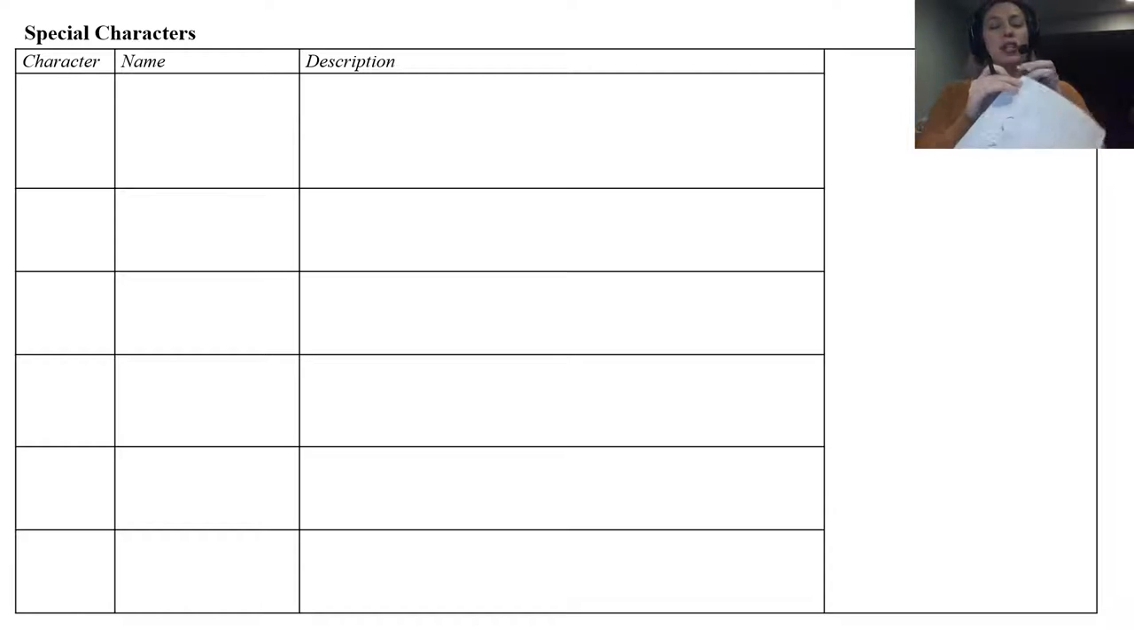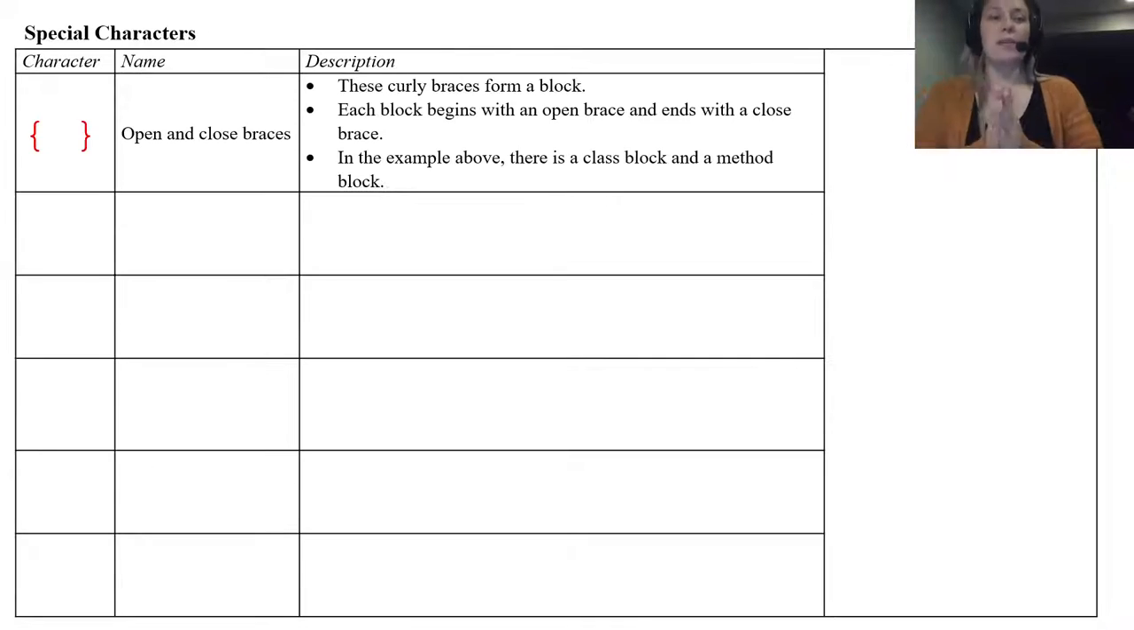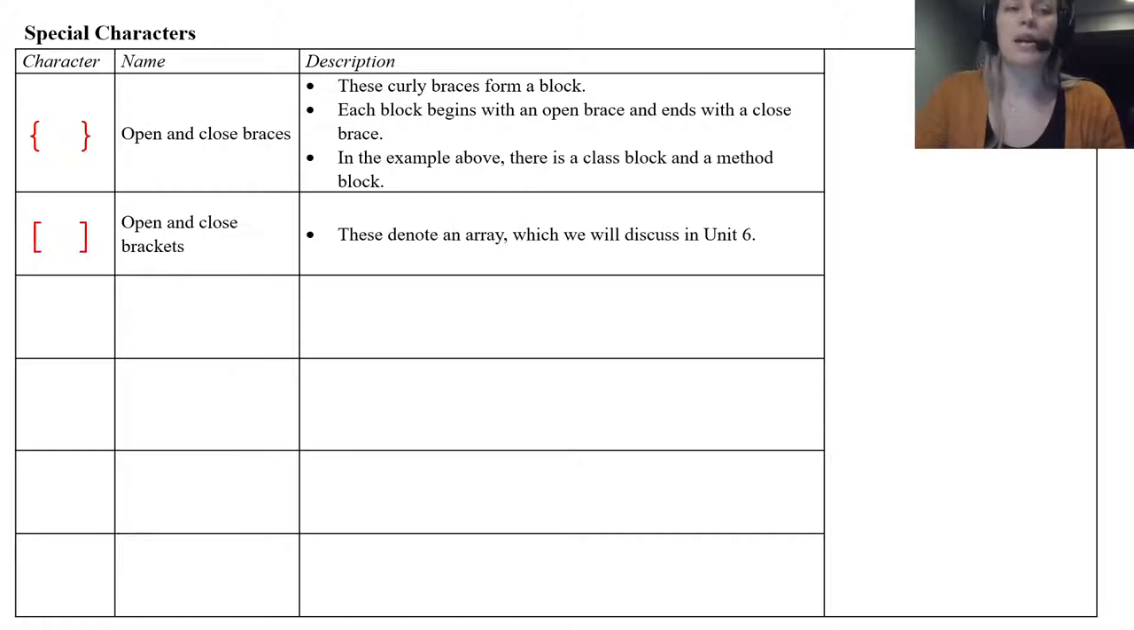All right, let's talk about some of those special characters we saw. First up, we have those open and closed braces. And I told you they form what's called a block. Every block begins with an open brace and ends with a closed brace. Okay? And in the example we just did, we had a class block and a method block. So when you start writing programs with multiple classes and multiple methods, those curly brackets are going to define your block.